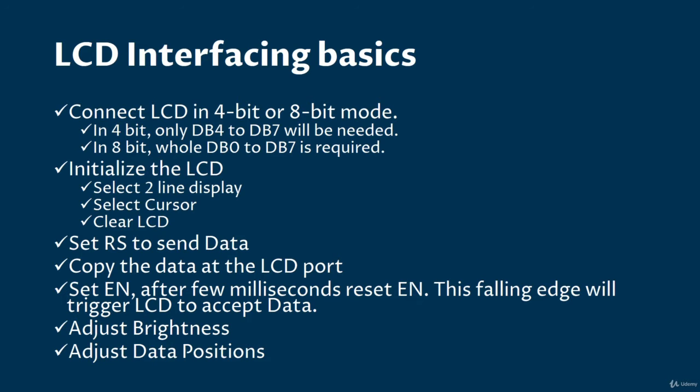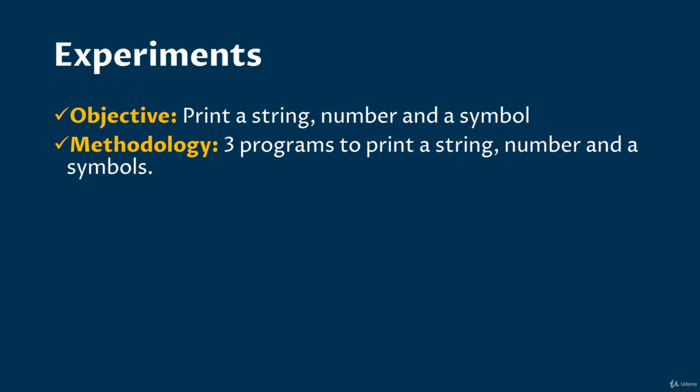You can vary the brightness of the LCD using any potentiometer connected at VEE, and you can also adjust the data positions using the set cursor function. To understand the LCD better, I'll show you 3 experiments. I'll print a number, text, and a custom character. I'll write 3 different programs to show you the workings.